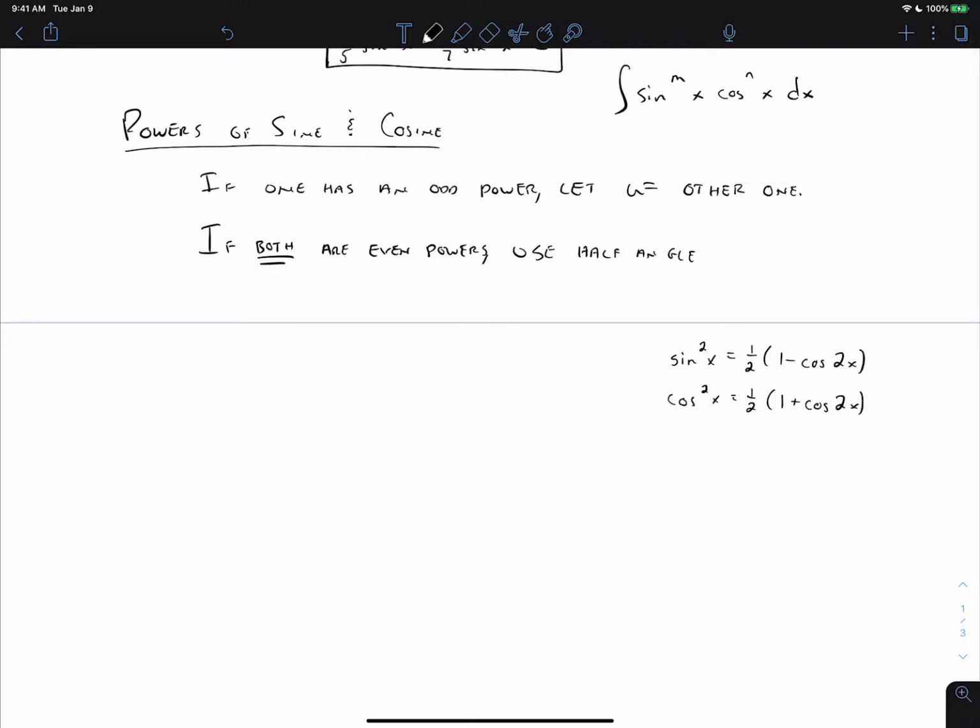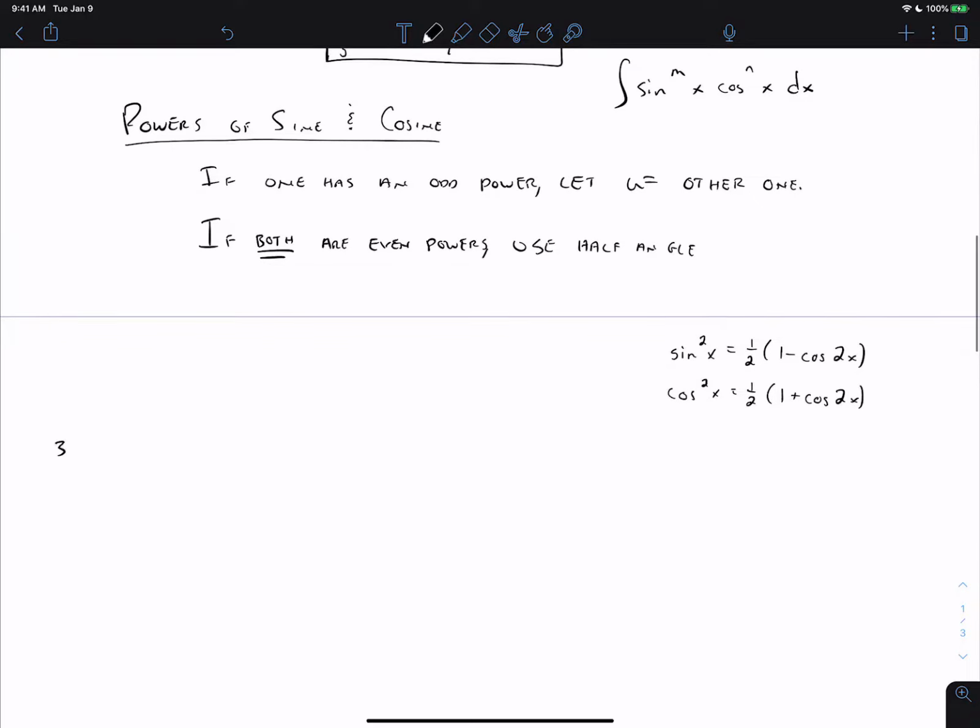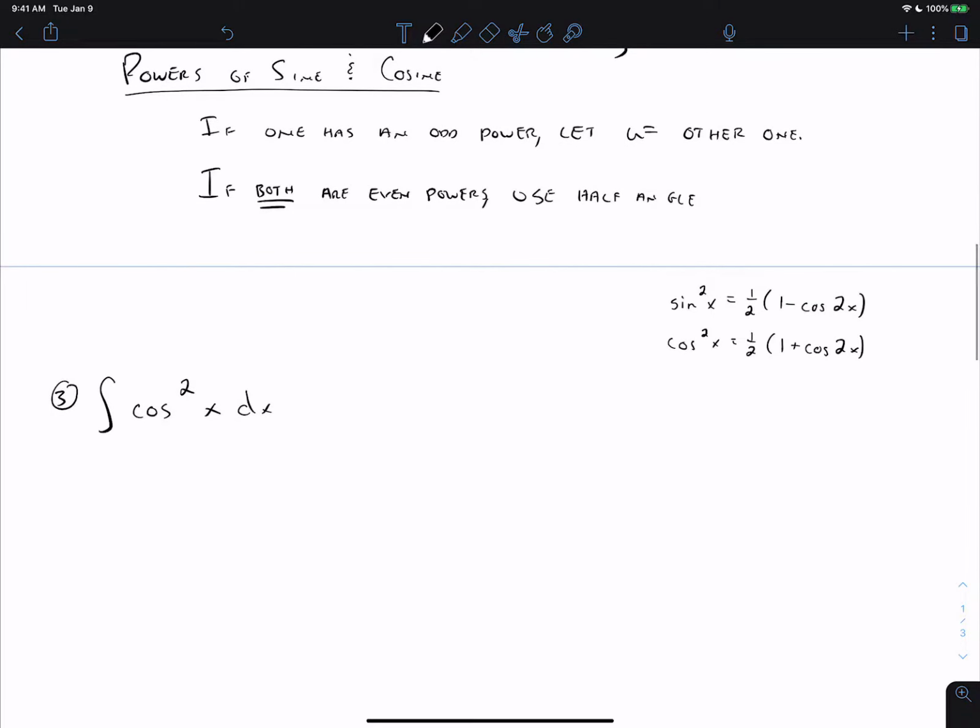So let's look at problem 3, I believe we're on. Problem 3 is the integral of cosine squared of x. When we do this integral, again, we look at this as being powers of sine and cosine, even though sine's not there. Sine is to the 0 technically, cosine is to the 2. The idea is if one of them has an odd power, let u equal the other. Well, 0 and 2 are both even. So if both have even powers, then we're going to use the half angle.